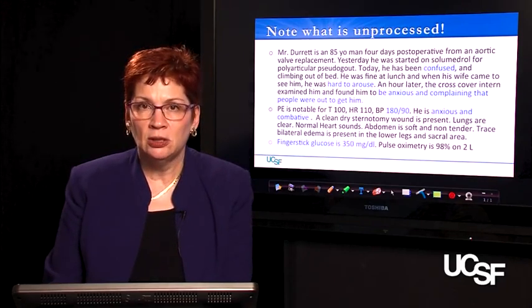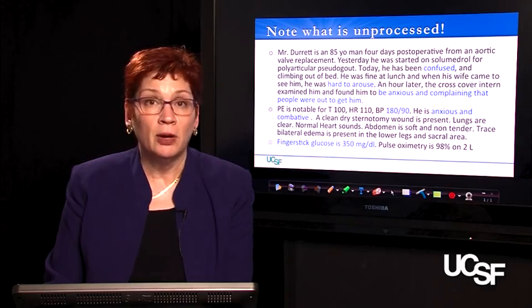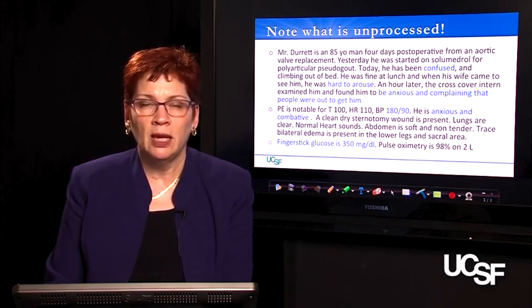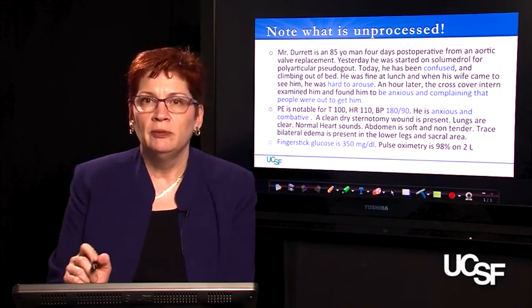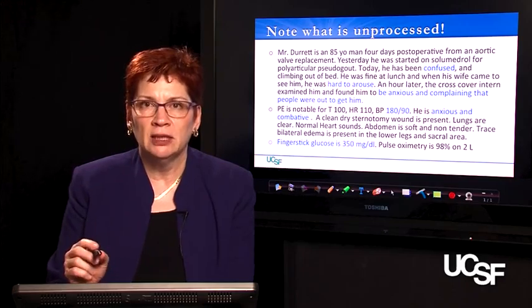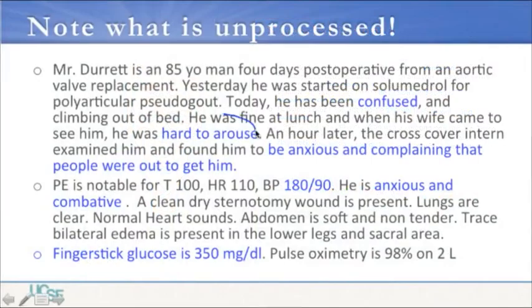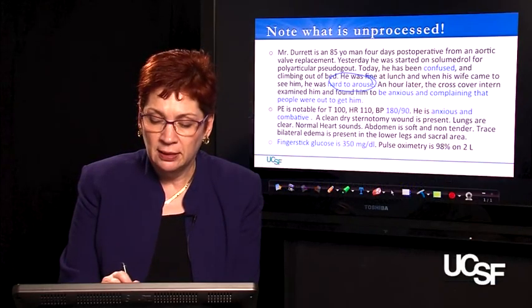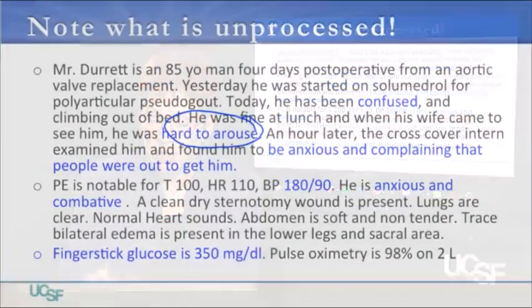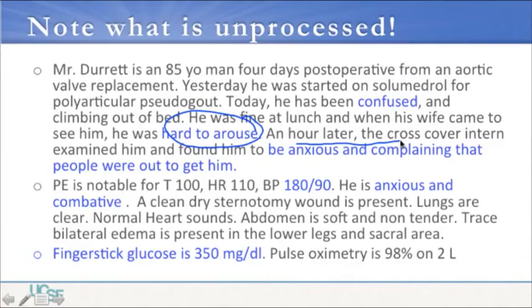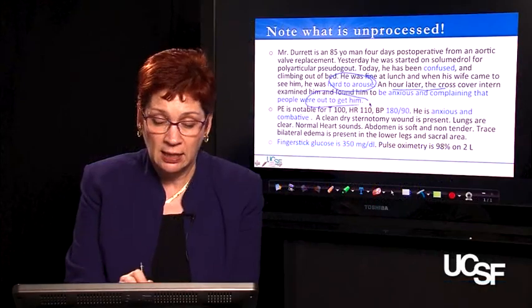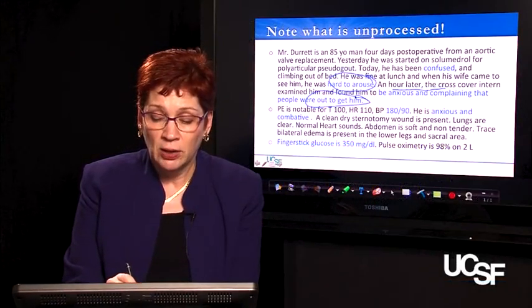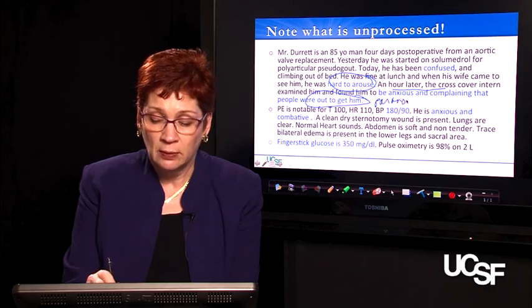I want you to note in this history what elements of it are unprocessed, because sometimes when a question is given to you, they deliberately don't process the key elements of the case. And so, for instance, instead of saying he was stuporous yesterday, they said he was hard to arouse. Instead of saying that he was hard to arouse then and that his mental status was waxing and waning, they actually described that for you. An hour later, the cross-cover intern examined him and found him to be anxious and complaining that people are out to get him. Again, that's a description of paranoia without processing it to paranoia.